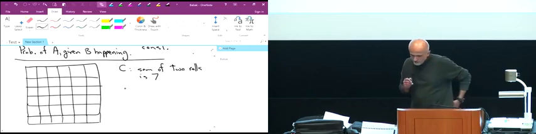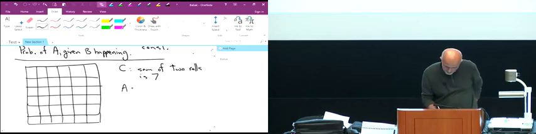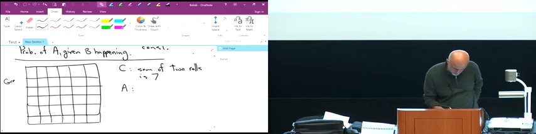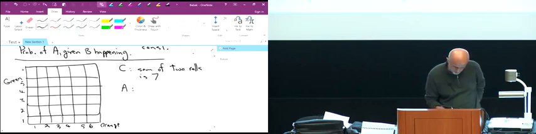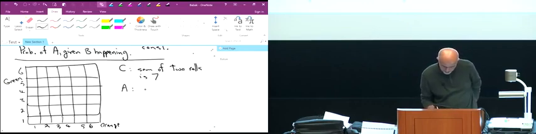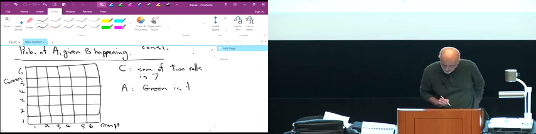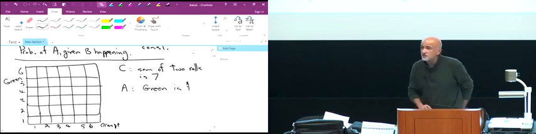And A is the same. A is, so this was what? Green. And this was orange. 1, 2, 3, 4, 5, 6. 1, 2, 3, 4, 5, 6. And I say green is 1. Can you identify event C for me on the diagram?